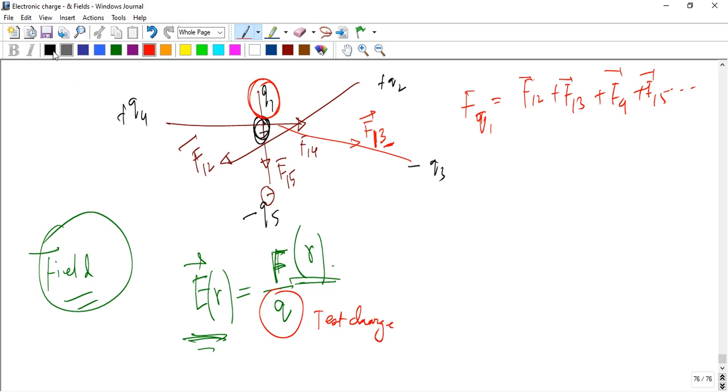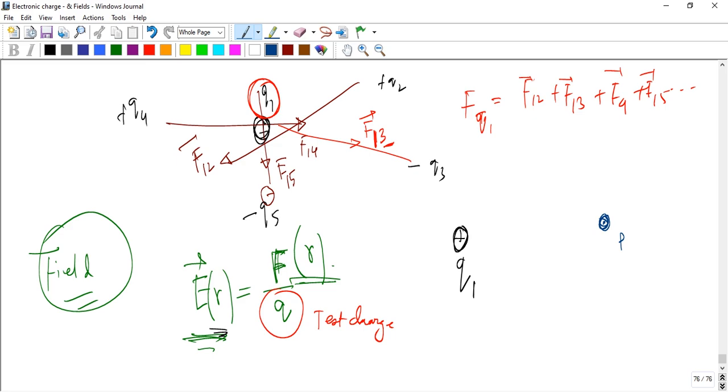Okay, so that is equal to what is the electric field? Suppose there is a charge Q1, that is called the source charge. You calculate the electric field at a point here, point P. How to calculate the electric field at point P?